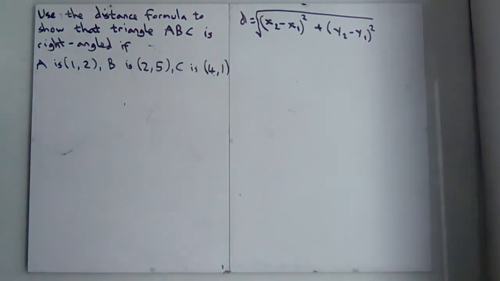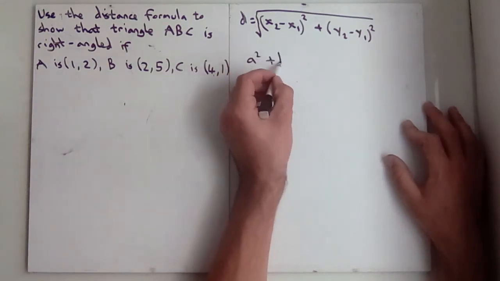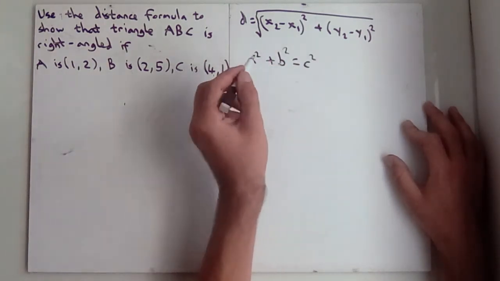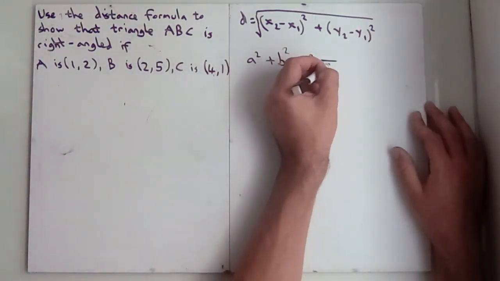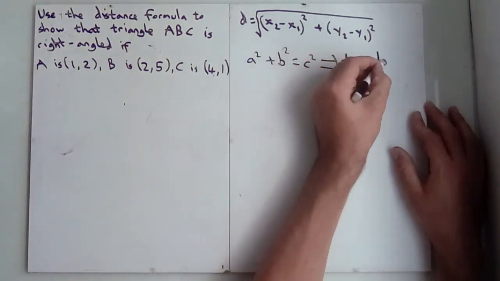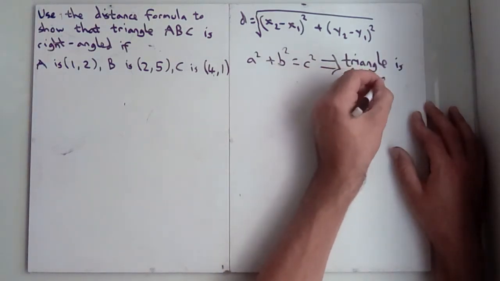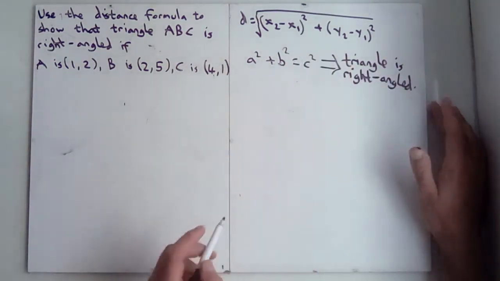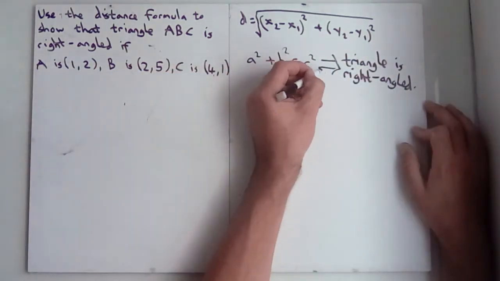if we think about what we know about right angled triangles, if a triangle is right angled, a squared plus b squared equals c squared. That's if a triangle is right angled. But actually, if this is true, then the triangle is right angled. So basically, if the triangle is right angled, then this is true. So I could put an arrow going that way.